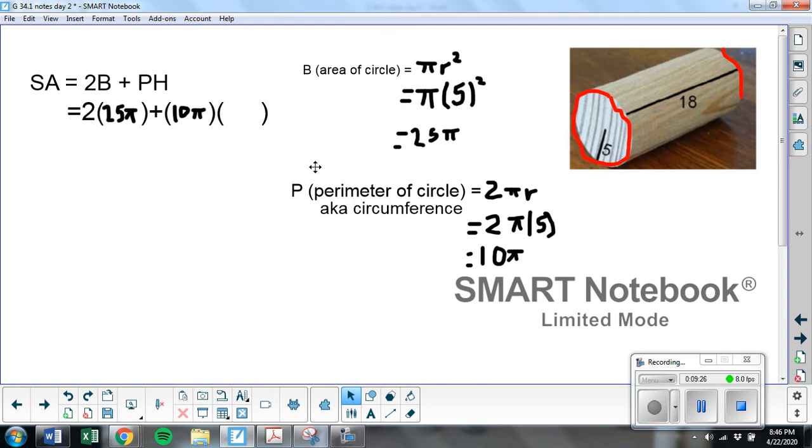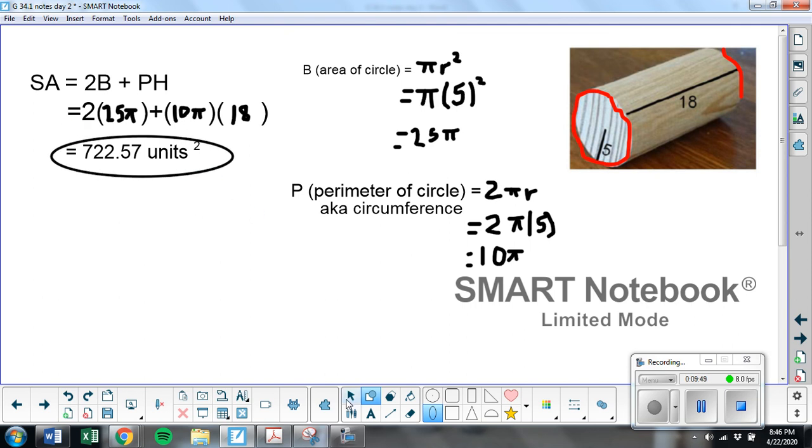What's the height? How far is it from one circular base to the other? That's 18. There's almost never work for that one. It's usually always just stated. Again, you can type this all at once. Probably need to put parentheses and be really careful. Make sure you get this answer. 722.57 units squared. Look how neat and organized my work is. I have the formula and the plugged in numbers here. I have my work off to the side and it's labeled. That's how I want your work to look. Alright, go ahead and work on the homework, please.